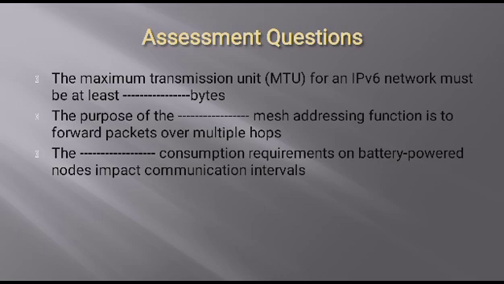So, assessment questions. The maximum transmission unit for IPv6 must be 1280 bytes. The purpose of the mesh addressing function is to forward packets over multiple hops. The power consumption requirement on battery powered nodes impacts the communication interval.